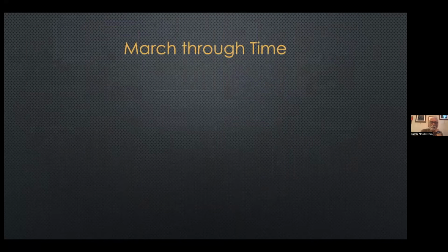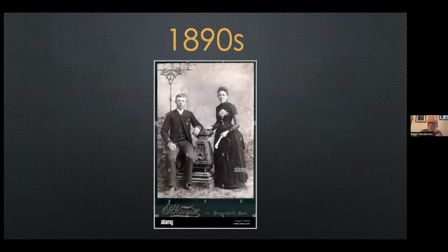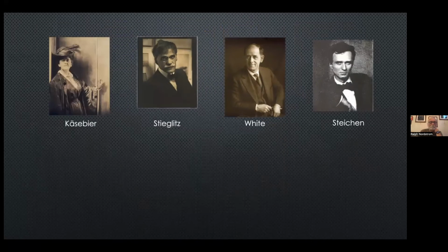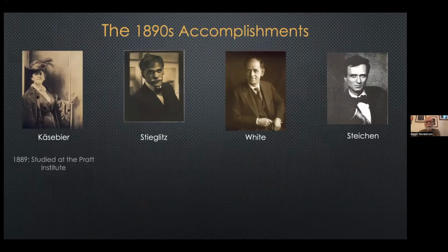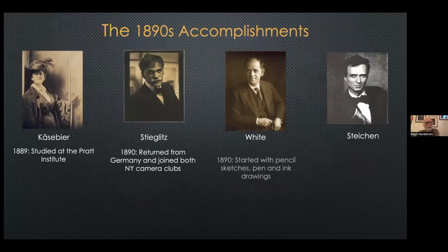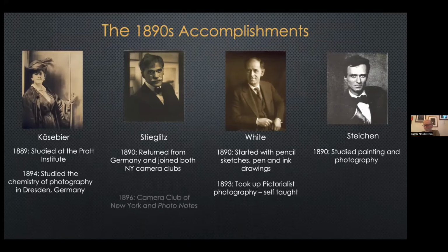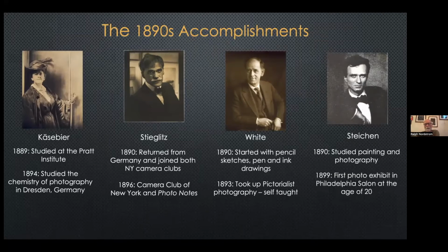Now, what we're going to do is go through this one decade at a time, and we're going to start with 1890. On the East Coast, we have Käsebier, Stieglitz, White, and Steichen contributing. Käsebier attended the Pratt Institute, which was the leading institute for learning about art. So she got off to a really good start. She was also big on studying the chemistry of photography, being a pictorialist.